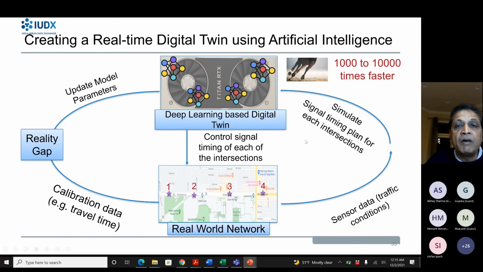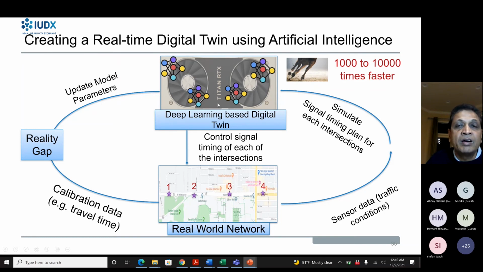then at that juncture, it becomes very slow. So our goal is to basically say, hey, can I replace this microscopic simulator by a deep learning based digital twin, which is at least 1,000 to 10,000 times faster, so that I can do that for each of these intersections and then go to the corridor and then to the network. Then again, I need to make sure that I measure the reality gap somehow, because if I don't measure the reality gap, all the results which I'll get will be useless.